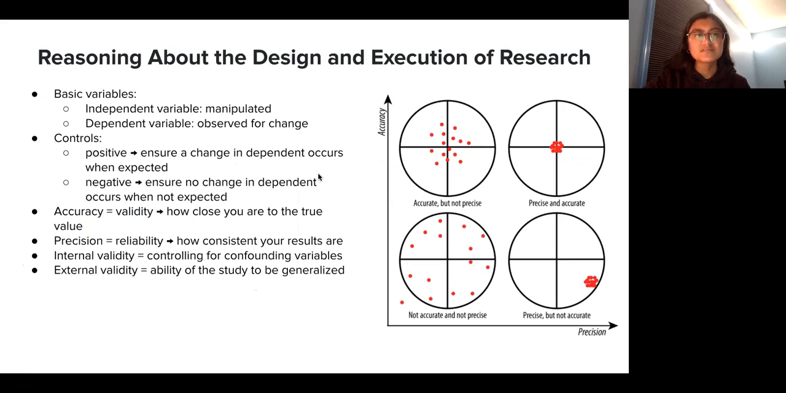Reasoning about design and execution of research. I think the most important thing to take away from here is the difference between accuracy and precision, because I would confuse those two a lot. But I think this diagram is quite useful. Accuracy is how close your experiment is to measuring the true value, whereas precision is how consistent your results are. It'll probably be asked like, this is precise but not accurate, or they'll give you a paragraph and you'll have to determine the nature of the experiment.